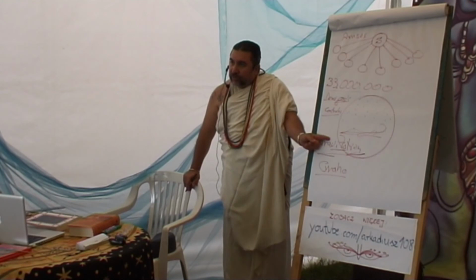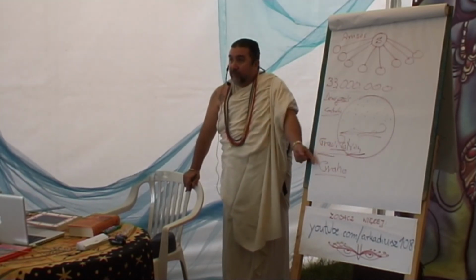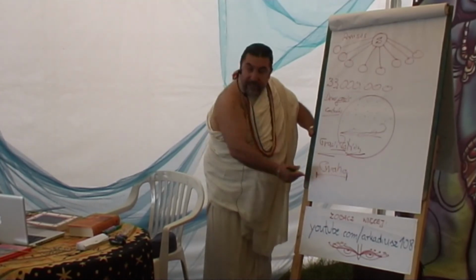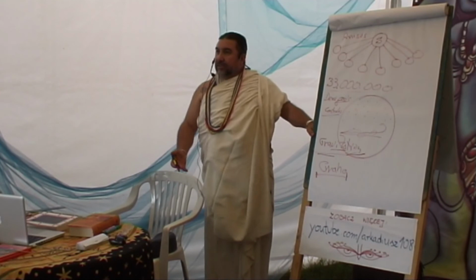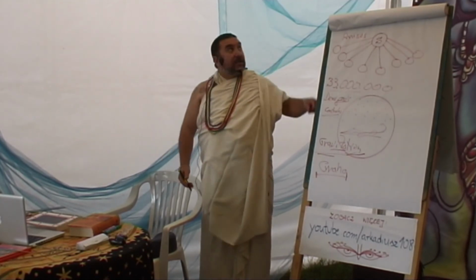So all these terms are Sanskrit terms that the so-called scientists use without even knowing where they come from. Graha means planet. There are many planets. Each one has its influence.